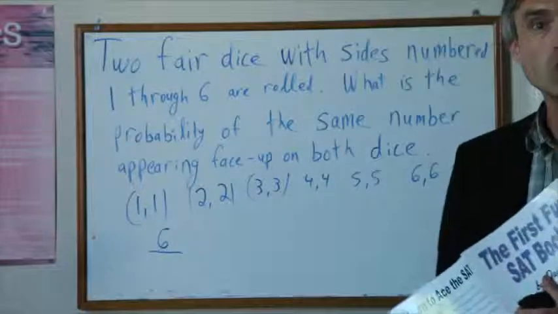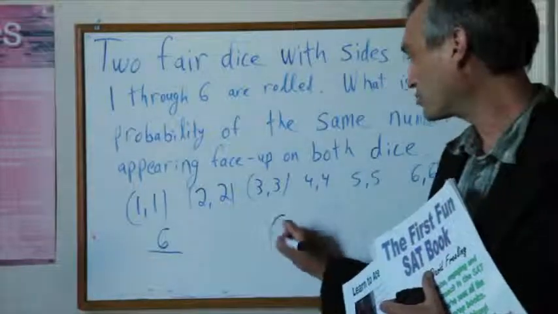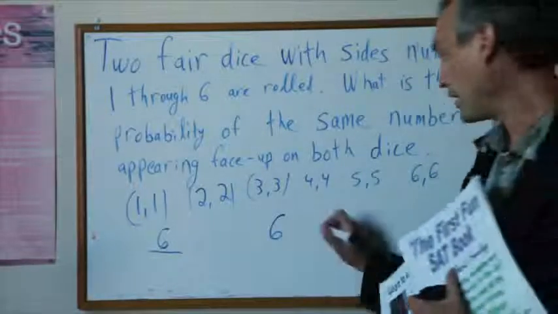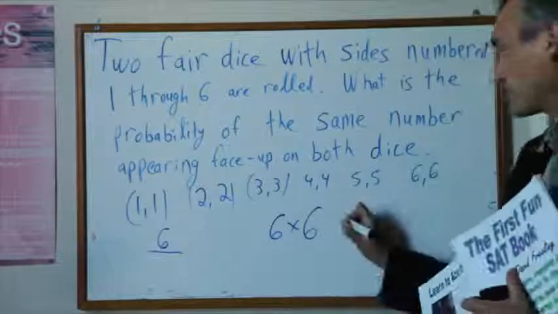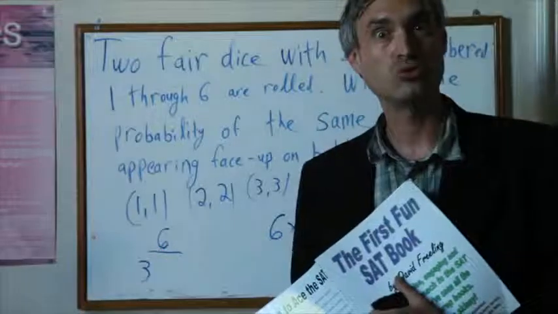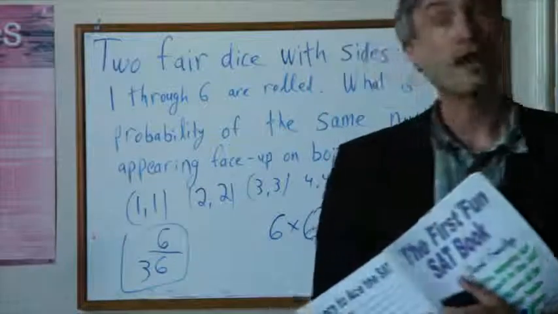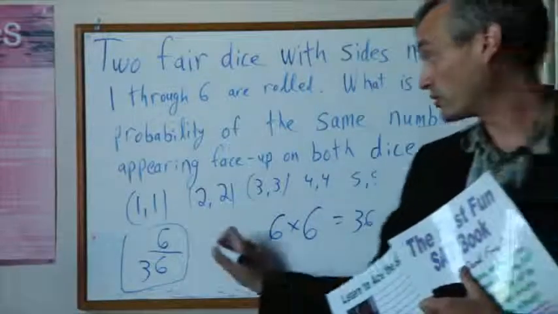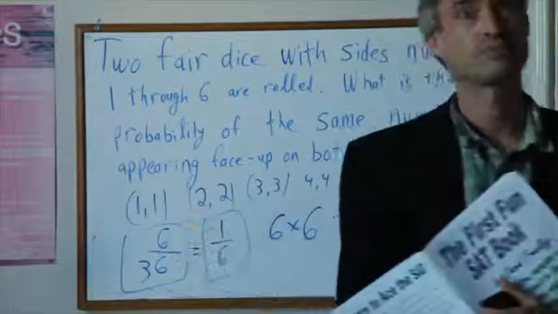The denominator will be the total number of possible outcomes. If you have 6 choices for die 1 and 6 choices for die 2, there would be 6 times 6 or 36 possible outcomes for the 2 dice rolled together. Your answer would become 6 out of 36, which could be reduced as a fraction to 1/6.